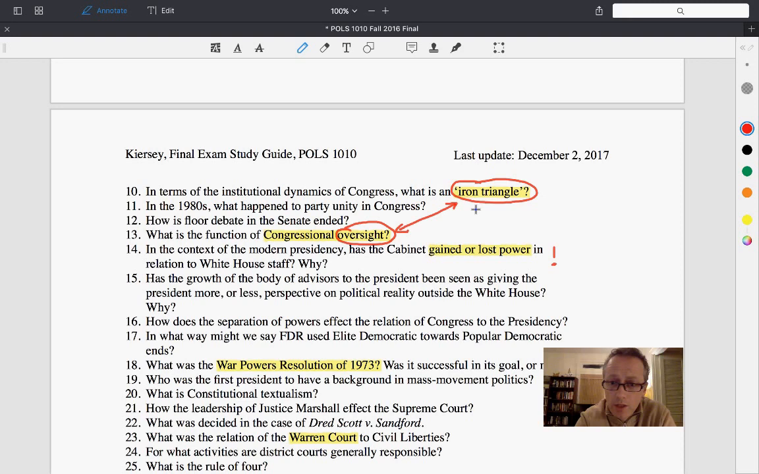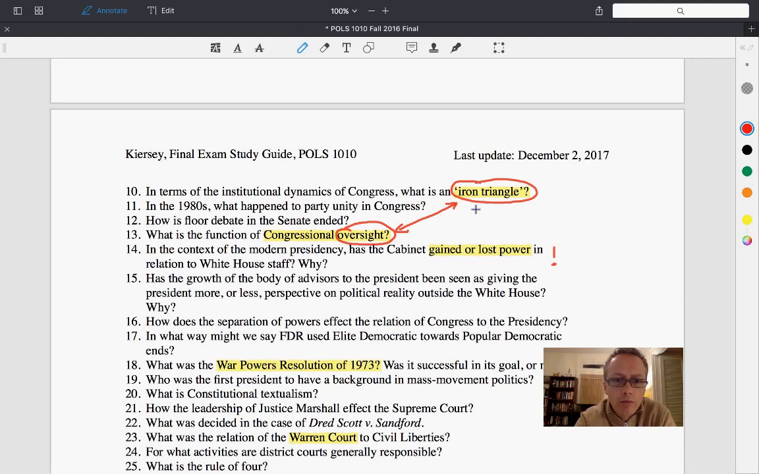So I hope that's explanatory, and you can find more information on this in the textbook, but that's the basic gist of the relationship between those two questions. Very important that we understand that oversight is a counterbalance to the Iron Triangle, and if it's not there, we have a problem.